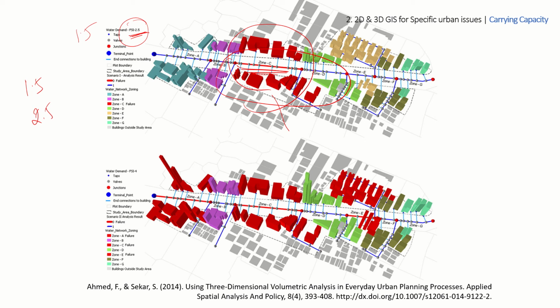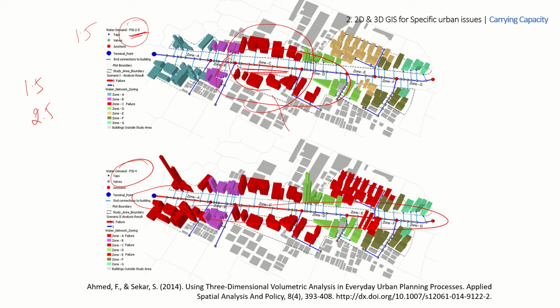Okay, so if you go further, for example, let's say FSI 4, most of the infrastructure, here specifically only water supply, is failing because the layout or the system is not designed for 4 FSI infrastructure. The system is designed only for 1.5 FSI infrastructure.